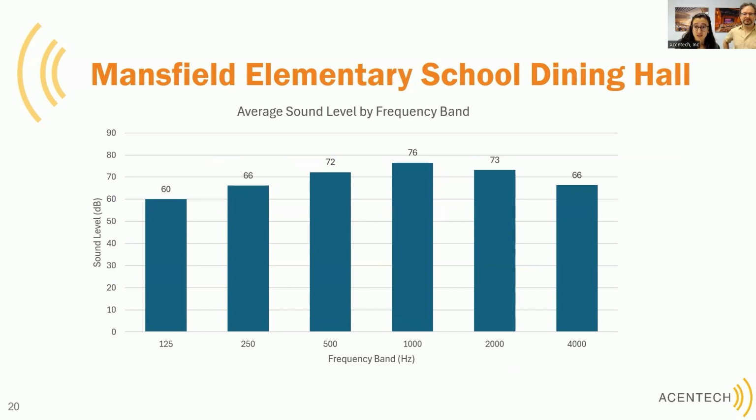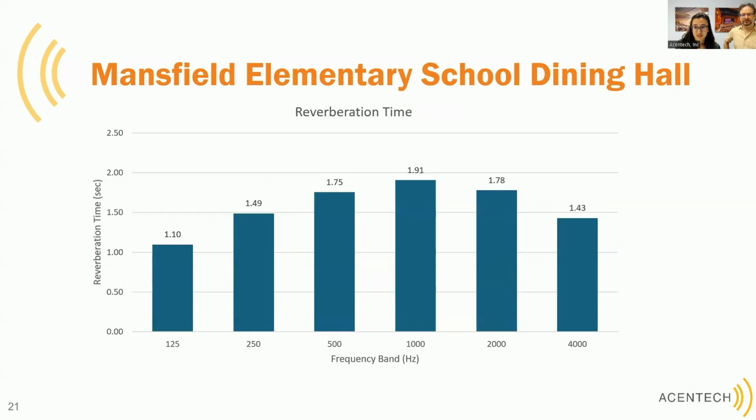The average sound level that we measured, if you look across the frequency bands, is highest at the 1000 hertz band, which we can see also corresponds to what we measured the reverberation time in the space at. The 1000 hertz frequency band had the highest reverberation time as well. So basically, the characteristics of the room and the reverberation of the room is also correlated with where the sound levels are the highest.